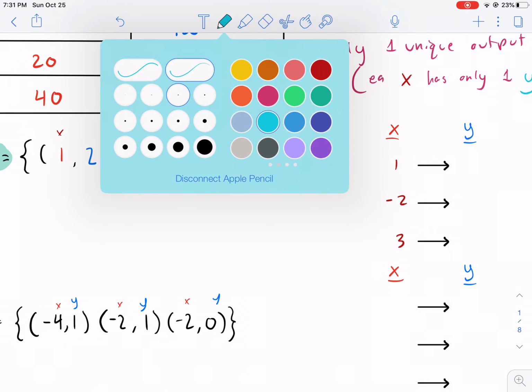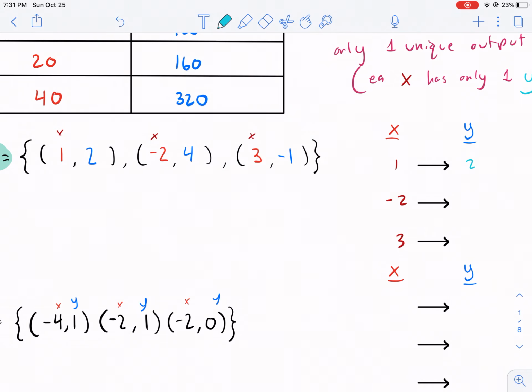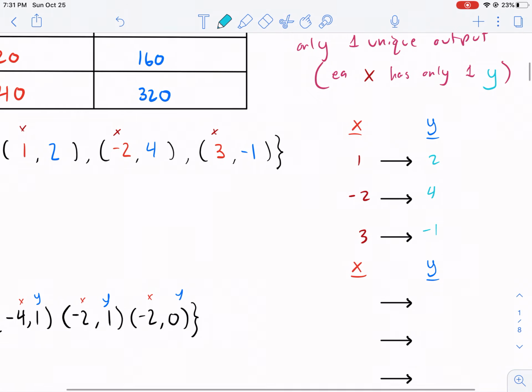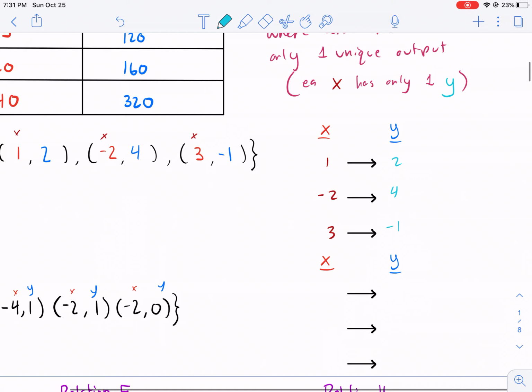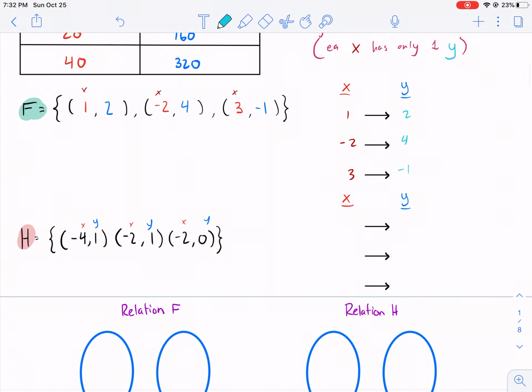Okay, what about our outputs? Here we have 2 when we input 1, we have 4 when we input -2, and we get -1 if we input 3. This is an example of a function. Each input only had one unique output, so that's good. Okay, let's move on to the next example.